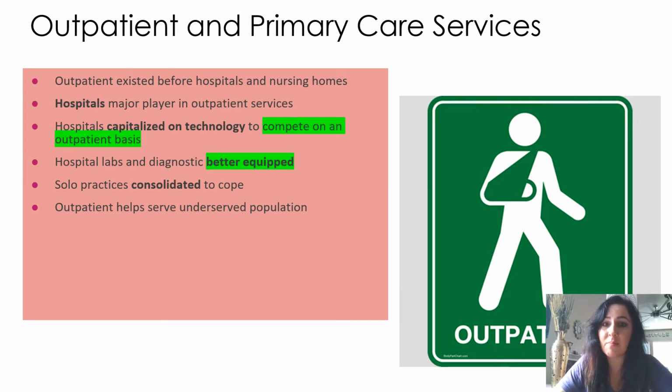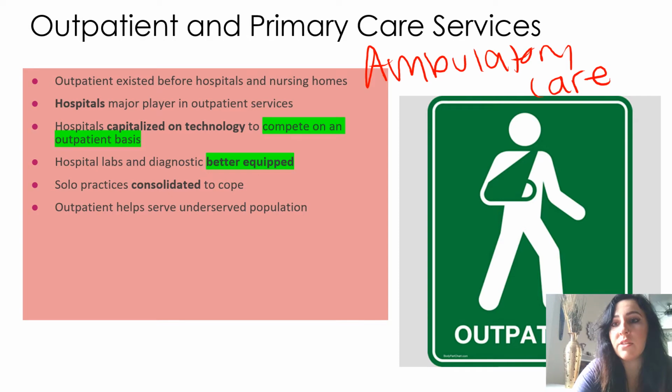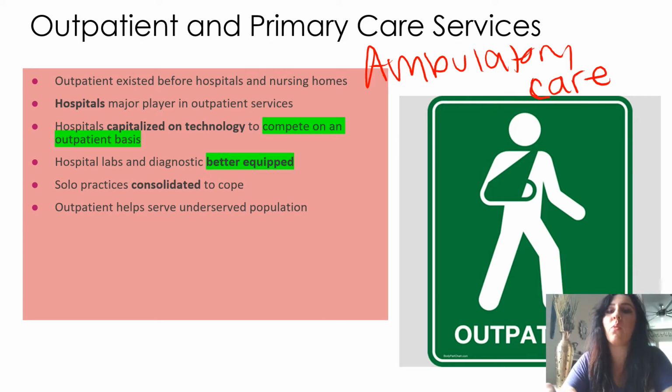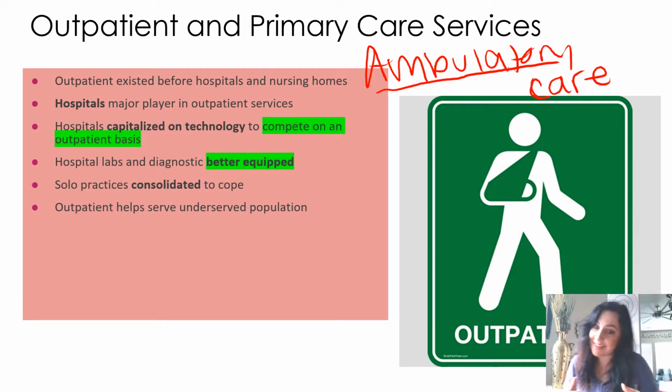Outpatient care has existed before hospitals and nursing homes. Outpatient care actually means walking. Another word for outpatient care is ambulatory, so I'm going to write that right here. Ambulatory care. We're going to see this on another slide, but I just want to let you know right now. Another word for outpatient care is ambulatory care, although we don't necessarily use it too much out there in healthcare as a healthcare professional. I feel like it's more of an academic word, because I haven't heard it out there in the world, I only hear it in academia. But ambulatory care is another word for outpatient care.